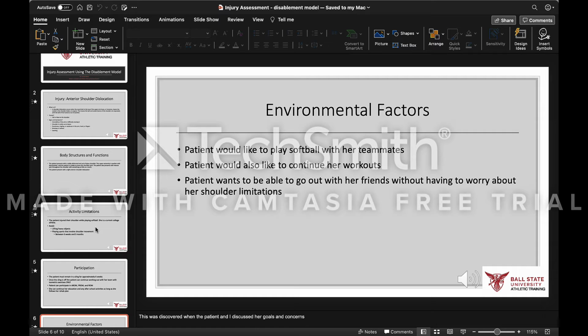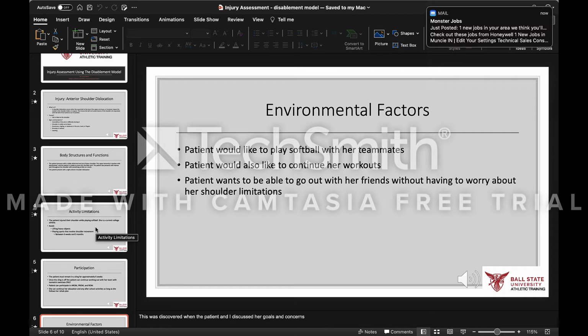Some environmental factors that contribute to this are that the patient would like to play softball with her teammates as well as continue her workouts. Also, the patient wants to be able to go out with her friends without having to worry about her shoulder limitations. And this was all discussed when she and I sat down and talked about her goals and concerns.